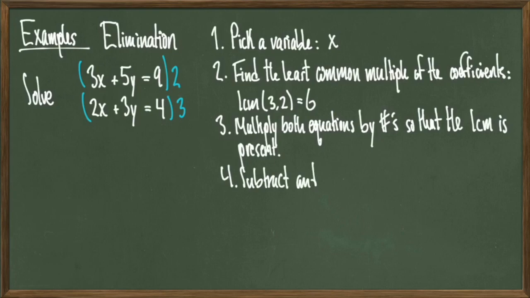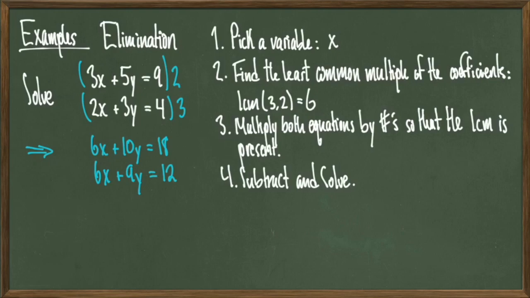For the last step, we subtract and solve. In other words, we subtract the equations from one another. So after I multiply both equations by 2 and 3 respectively, I get the new system of 6x plus 10y equals 18 and 6x plus 9y equals 12. Again, I got exactly what I wanted, which is for my coefficients of x to match in this revised system.